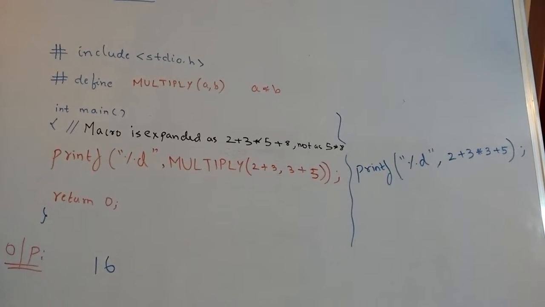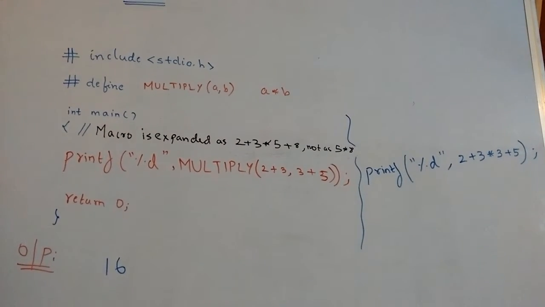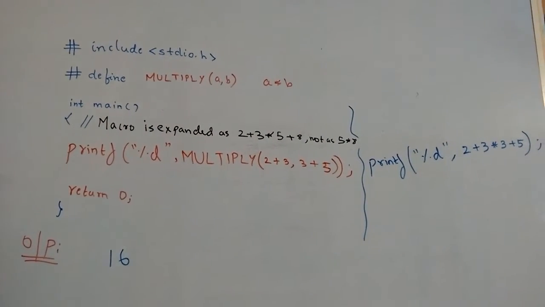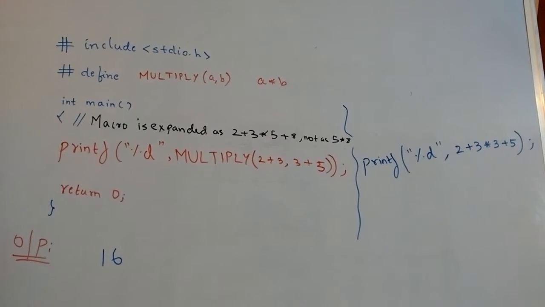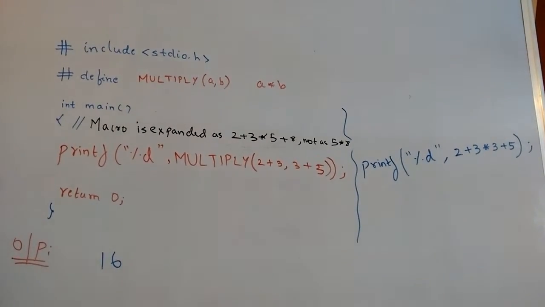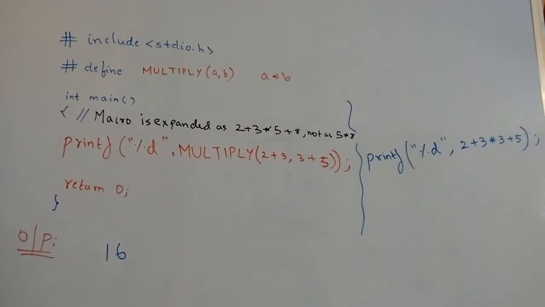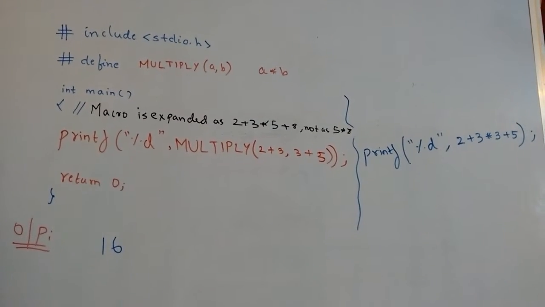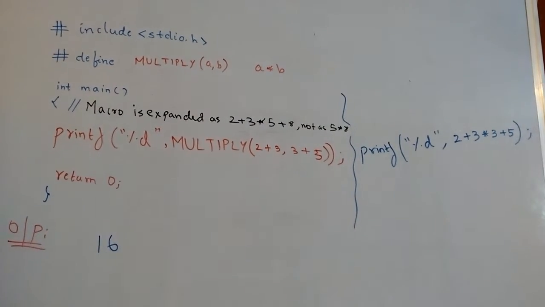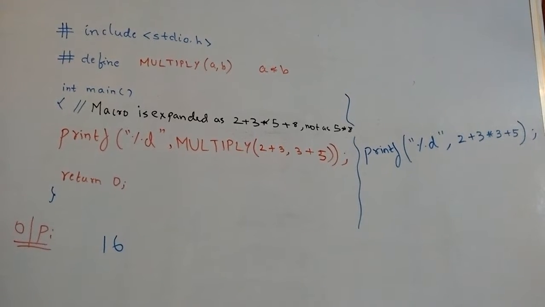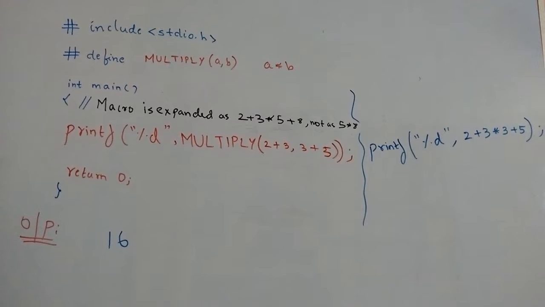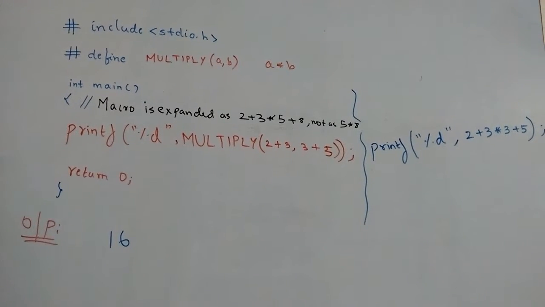That's my requirement. So I have written it as #define multiply(a, b) followed by a * b. After that I begin my main function by saying int main, and the comment line, just forget about it for now. I have written the printf statement as follows: printf("%d", multiply(2+3, 3+5)). In other words, a is 2 plus 3, b is 3 plus 5.